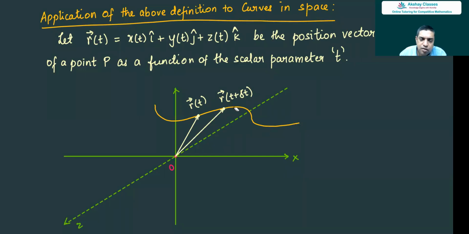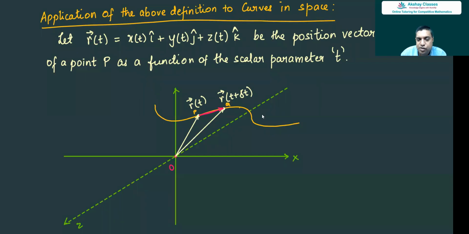So r of t and r of t plus delta t are 2 points. Now the difference between these two is this vector, from the addition. Let's say I call this point P, and after delta t, this point P moves to Q. All right. Now, what happens when delta t tends to 0?